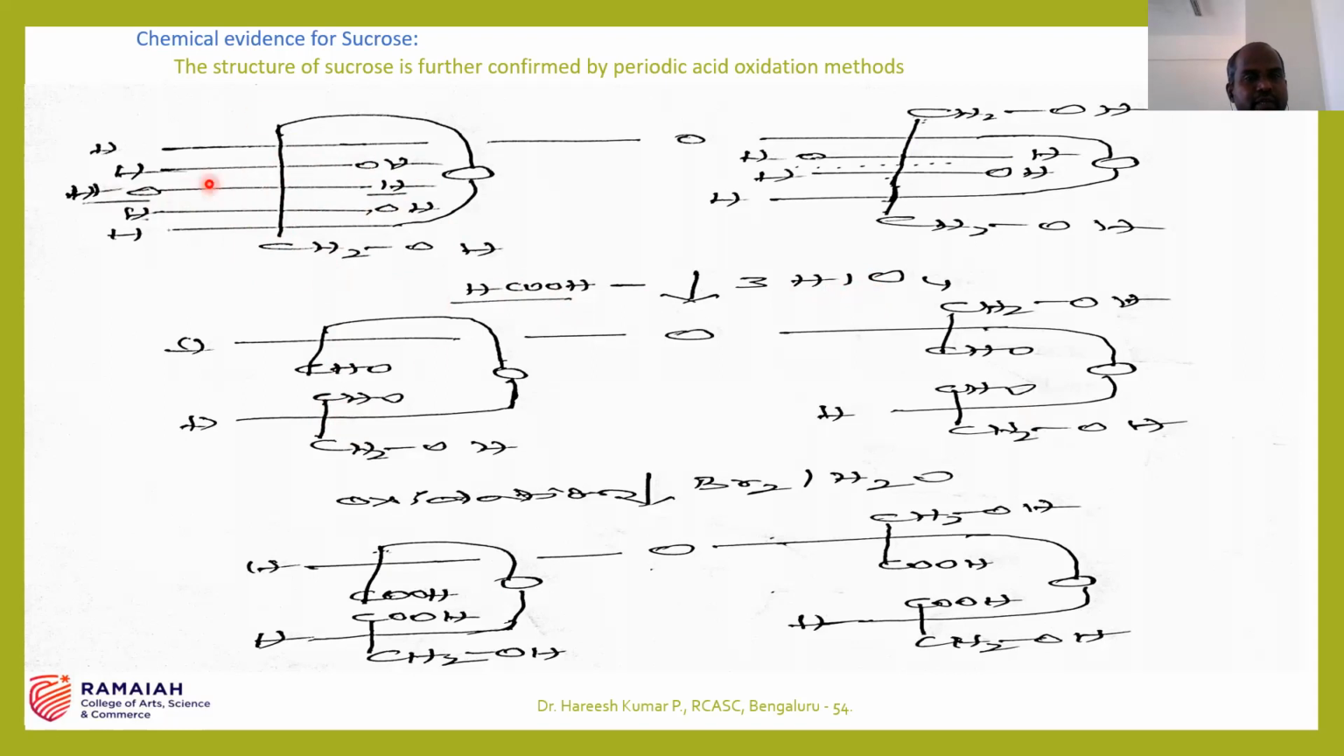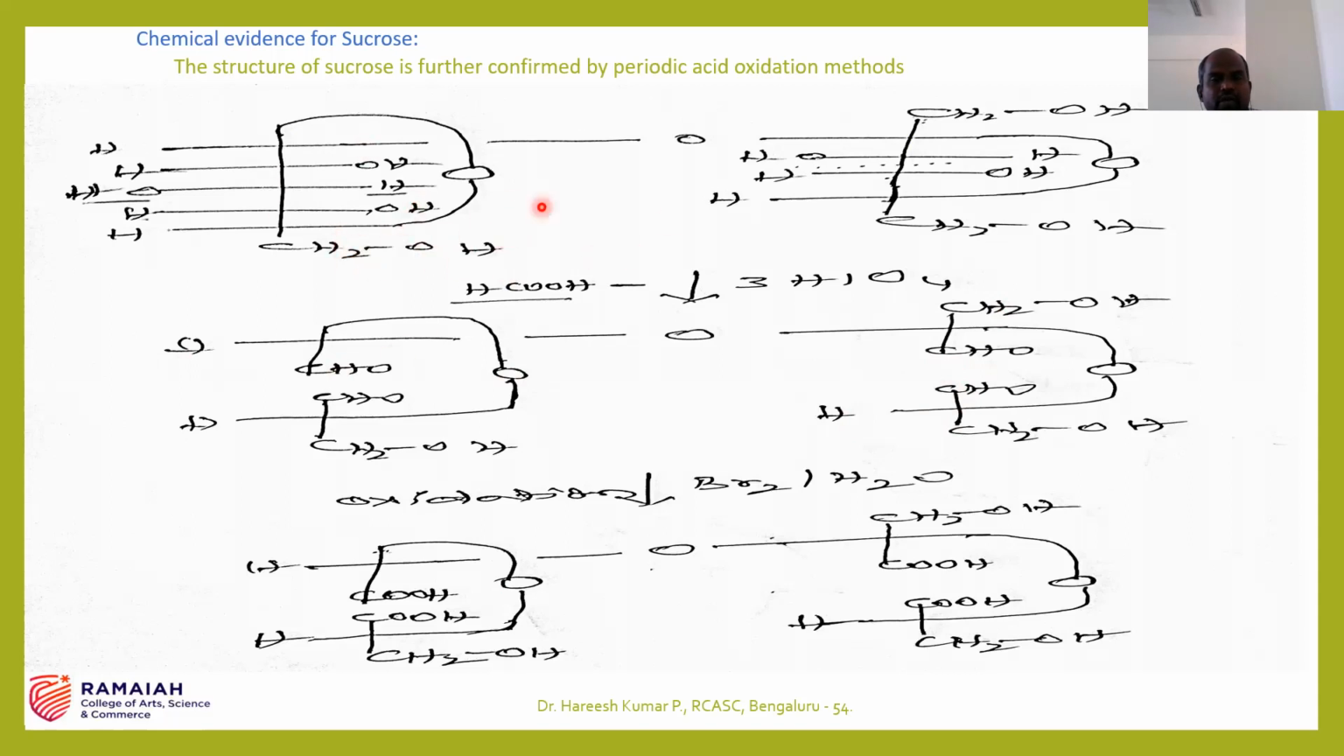I will repeat again. In this alpha D glucopyranosyl moiety, when periodic acid is treated, the center carbon is converted into carboxylic acid, and these carbons are converted into aldehyde. Similarly, in this one, there will be a breakage here. The glycosidic bond breakage is possible with the periodate. So this alcohol is converted into CHO, and this alcohol is converted into CHO.